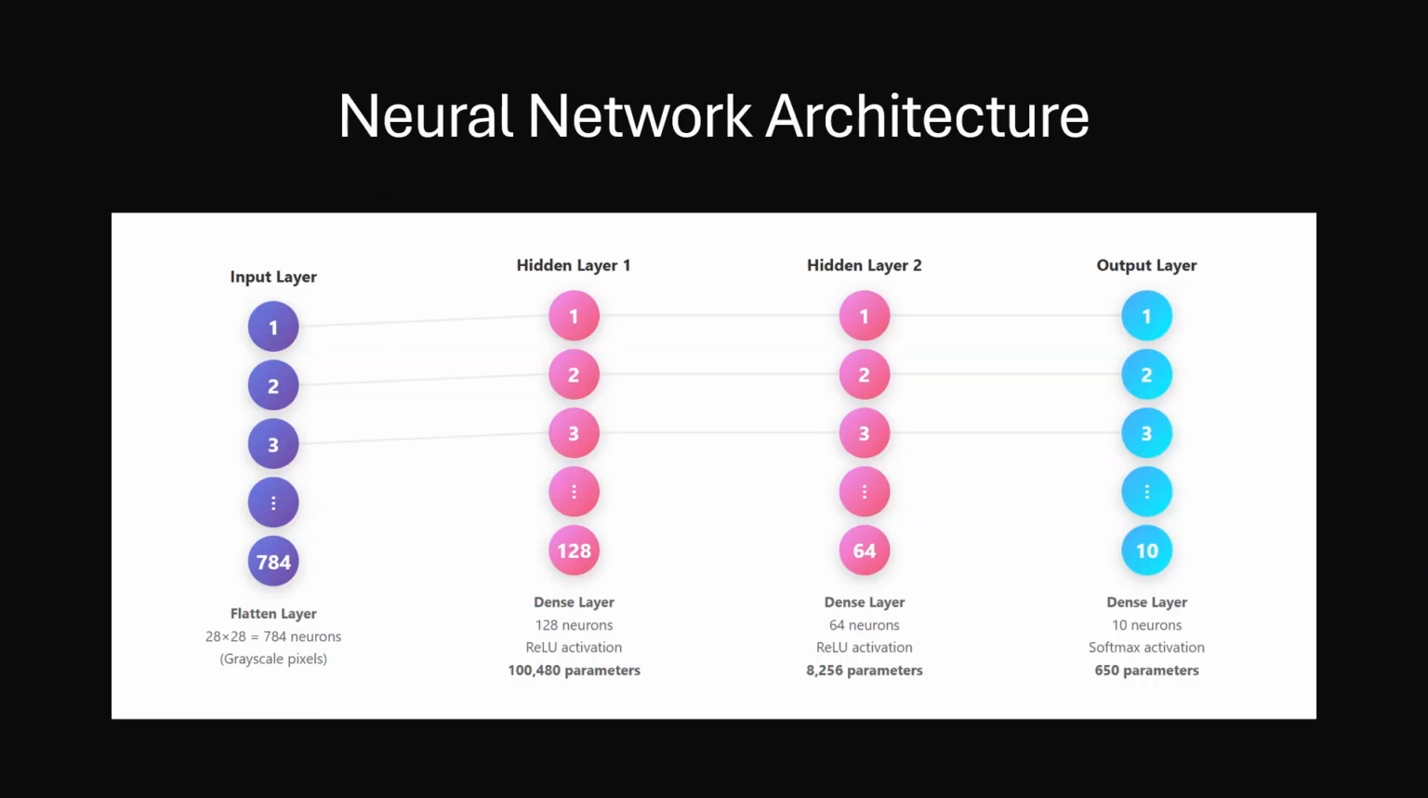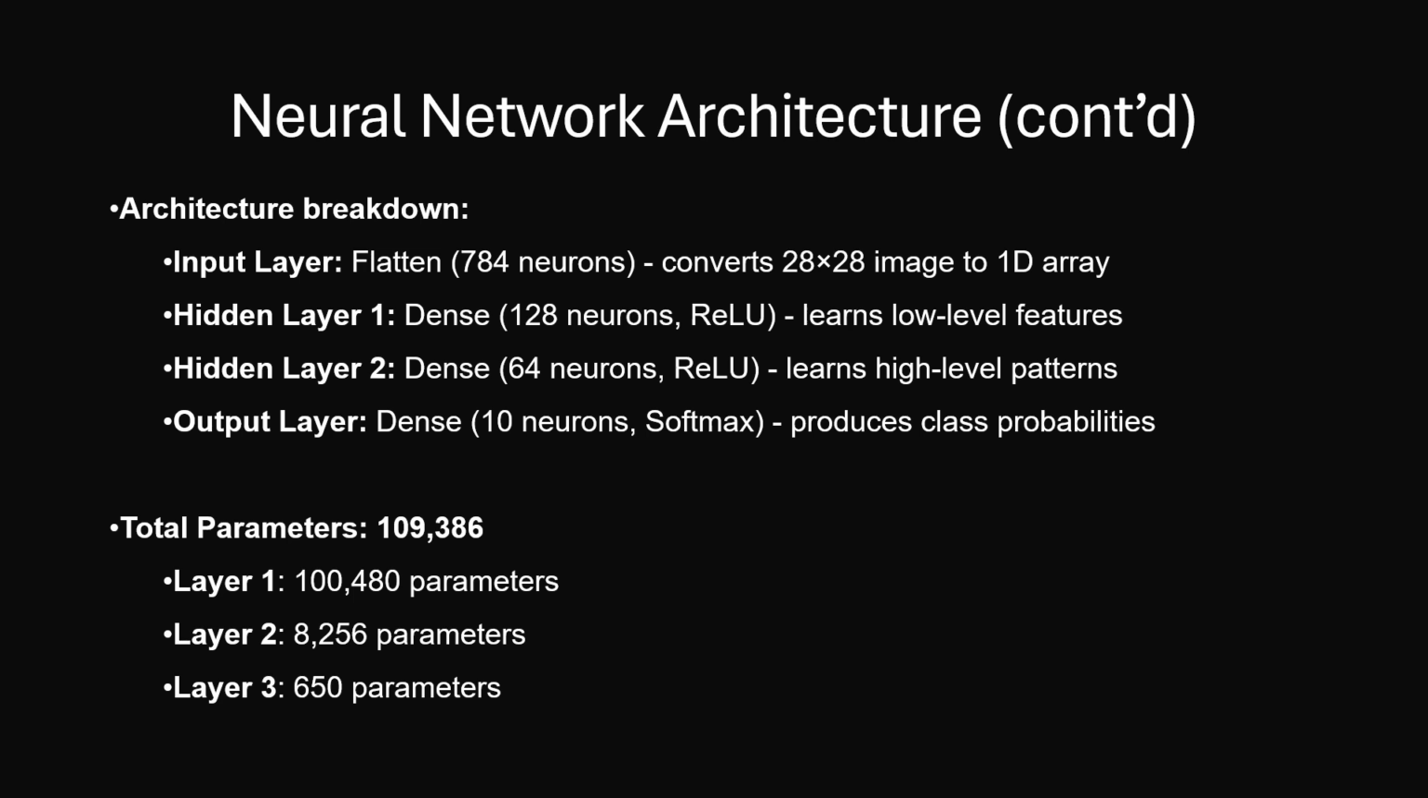Here is my neural network architecture diagram. It shows you the different layers and then a little bit of information on each layer. And then to go more into that, for the input layer, we have a flatten layer with 784 neurons. It converts 28 by 28 images to a 1D array.